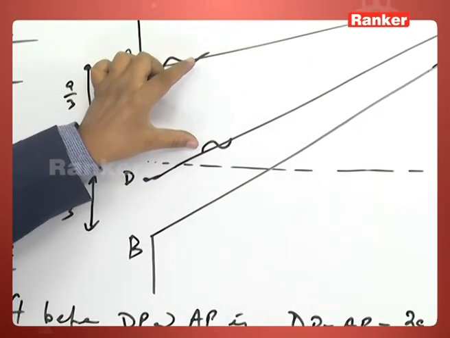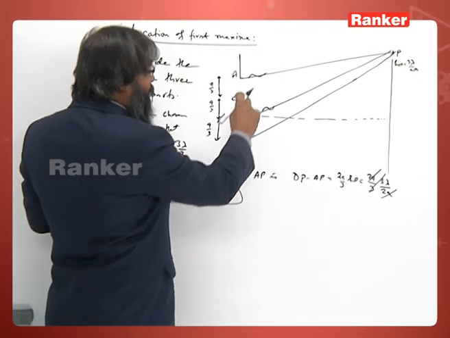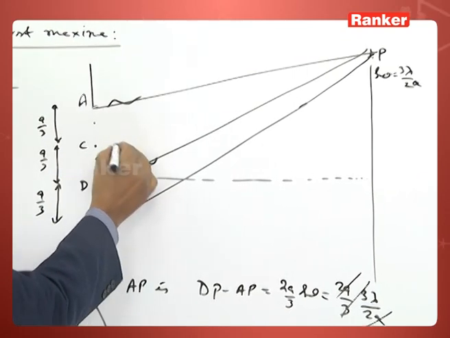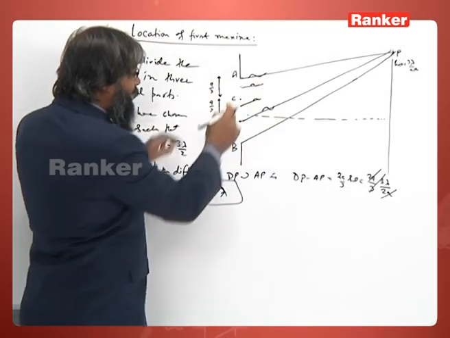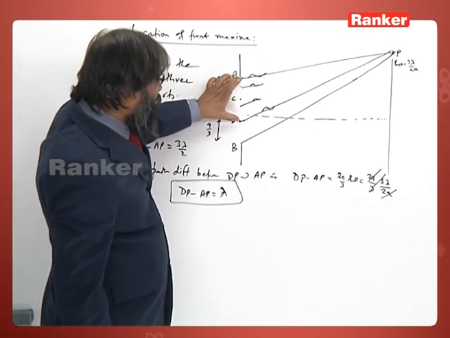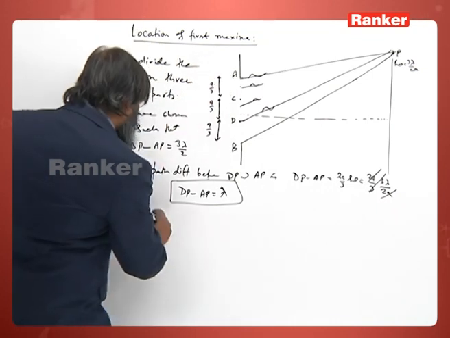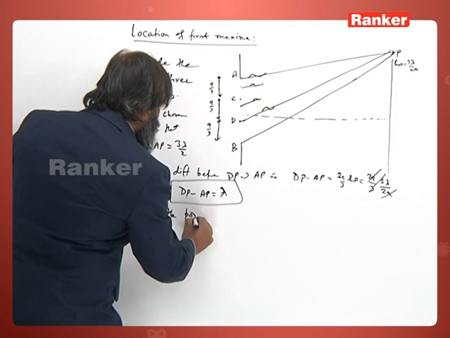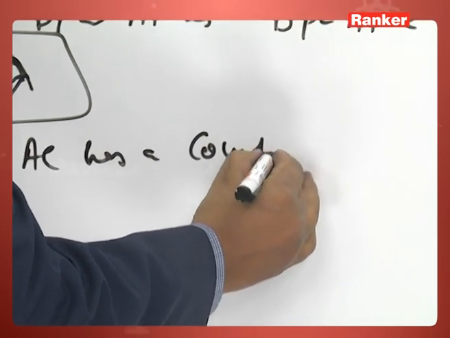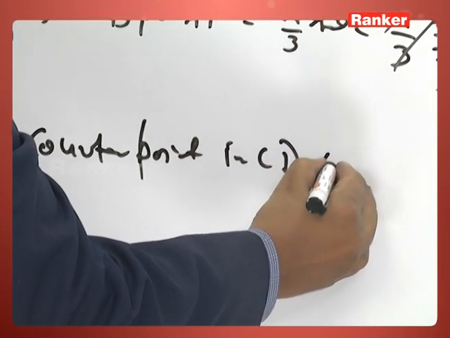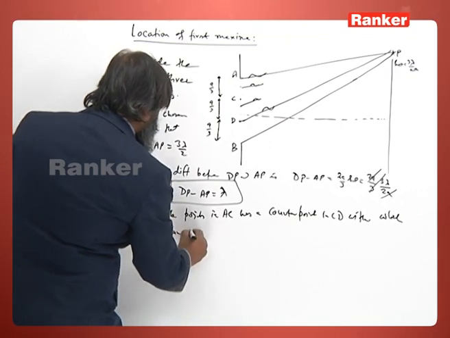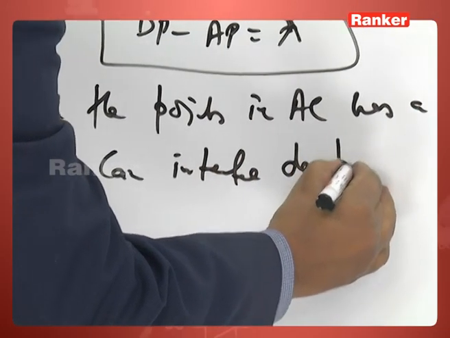So if these two waves have a path difference lambda, then as in our previous case, all the points on these will have a counterpoint with a phase difference lambda by 2. So this point has a counter element here with a phase difference lambda by 2. All the points in AC have a counterpoint in CD with which it can interfere destructively.